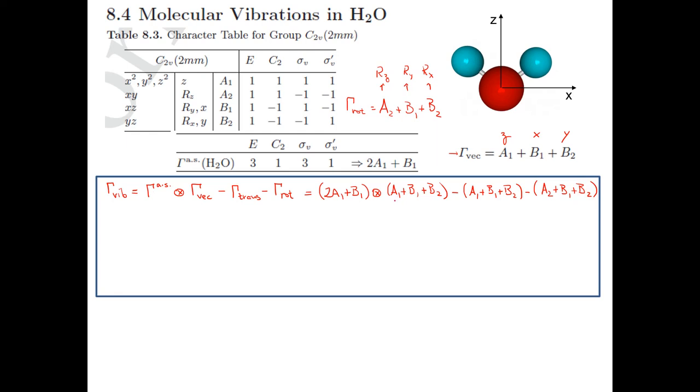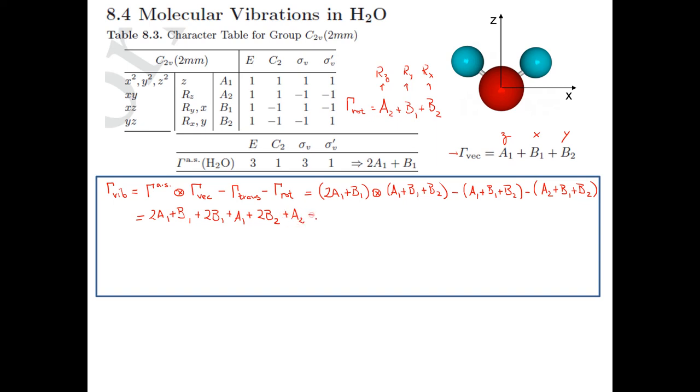All right, so let's do this direct product then. This is going to be equal to A1 times whatever is here, so this is 2A1 plus B1. Now B1 times 2A1 is 2B1. Now B1 times B1 is B1 squared, which is precisely A1. You can see the characters, right? So this is A1. Now B2 times 2A1 is 2B2. And B2 times B1, let's see the characters: 1, 1, minus 1, minus 1, which is A2. So plus A2.